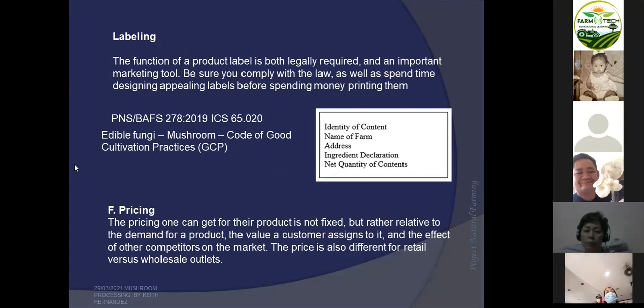Sa label nyo po, according to the PNS, the Philippine National Standards by the Bureau of Agri-Fisheries Standards for edible mushrooms. Meron po kasi tayong Code of Good Cultivation Practices. I will be giving you a copy of that. Nasa cheat sheets po natin yan. So, eto pong good cultivation practices on mushroom, guidelines po yan ng Pilipinas.